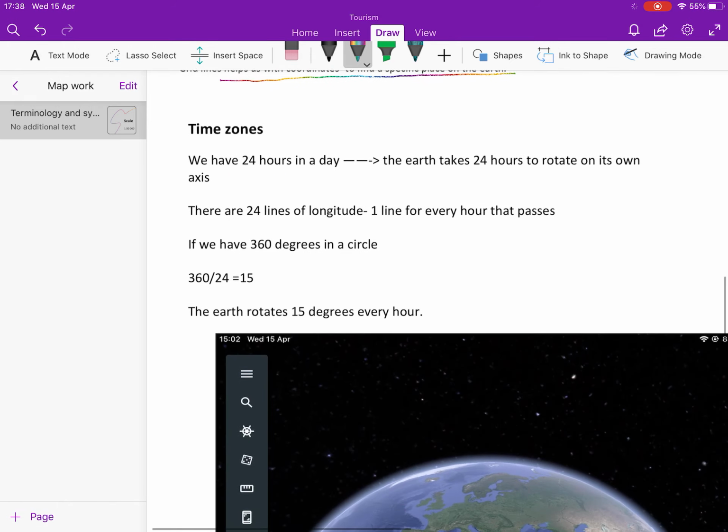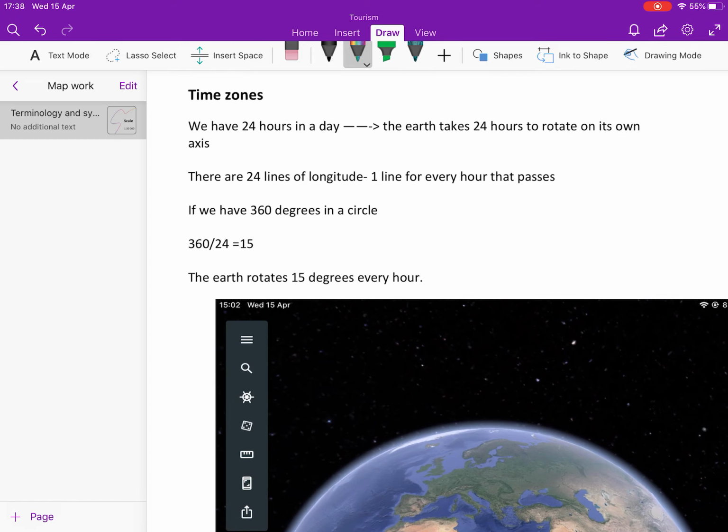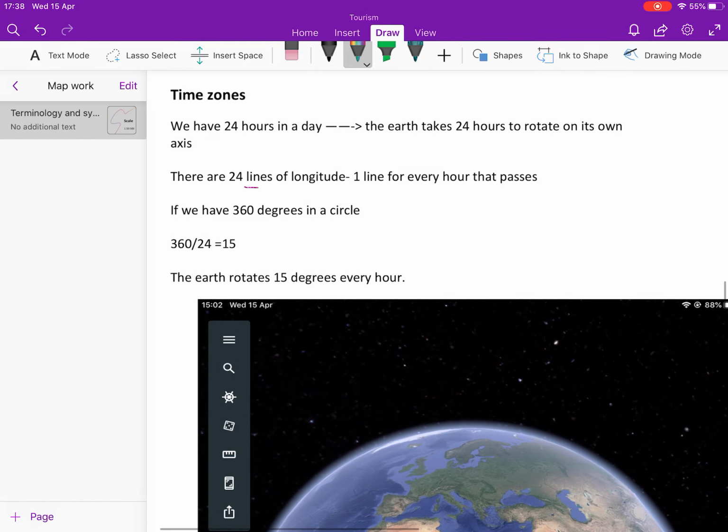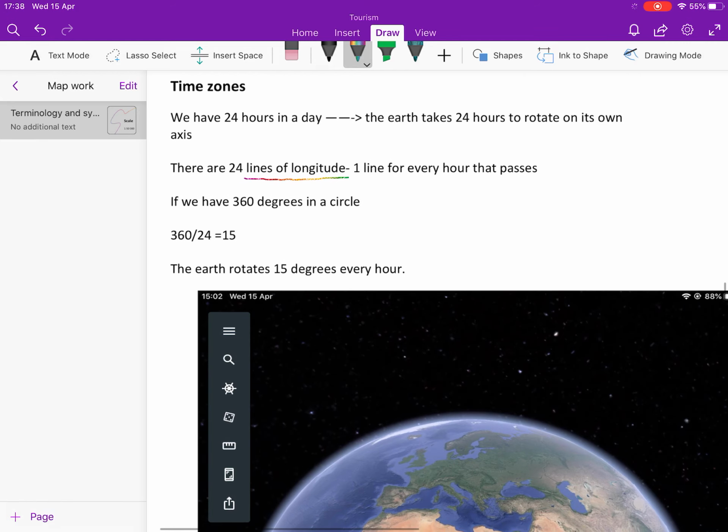Okay, then we're going to move on to time zones. So this is where our lines of longitude come in again. If we look at time zones, we all know that we have 24 hours in a day, and it takes the earth 24 hours to rotate on its own axis. Because of the 24 hours in a day, we know that there are 24 lines of longitude, one line for every hour that passes.